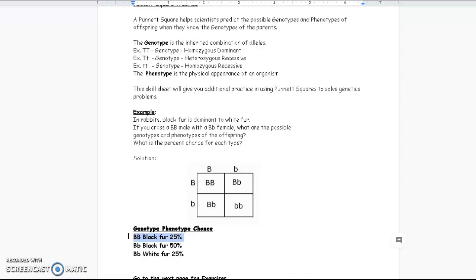Now, 2 of these offspring are big B, little b. There's 2 of them. That is 2 out of 4. That's 50%. 50% is heterozygous. And so now there's a mix, 1 dominant, 1 recessive. Remember, dominant alleles are always expressed. The recessive will not be expressed. It will be covered by the dominant. And so the phenotype for this heterozygous combination is black fur.